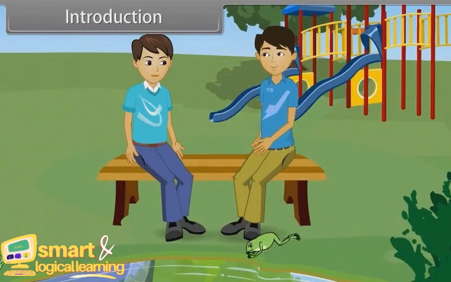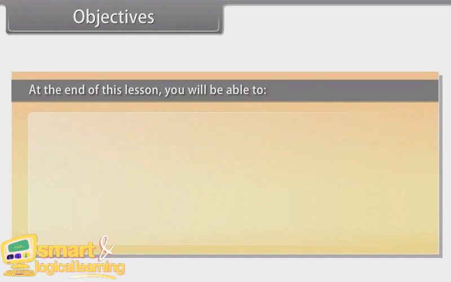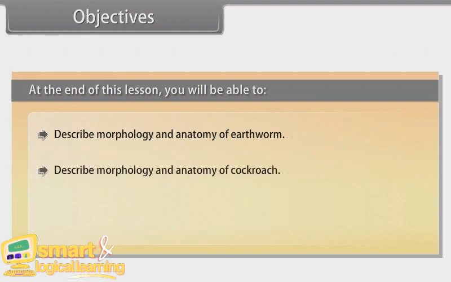In this lesson, you will learn morphology and anatomy of animals. Objectives. At the end of this lesson, you will be able to describe morphology and anatomy of earthworm, describe morphology and anatomy of cockroach, and describe morphology and anatomy of frog.